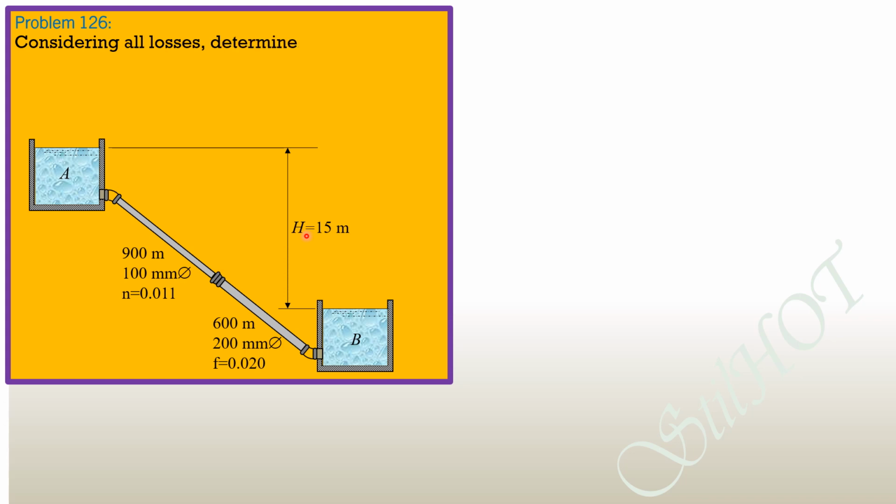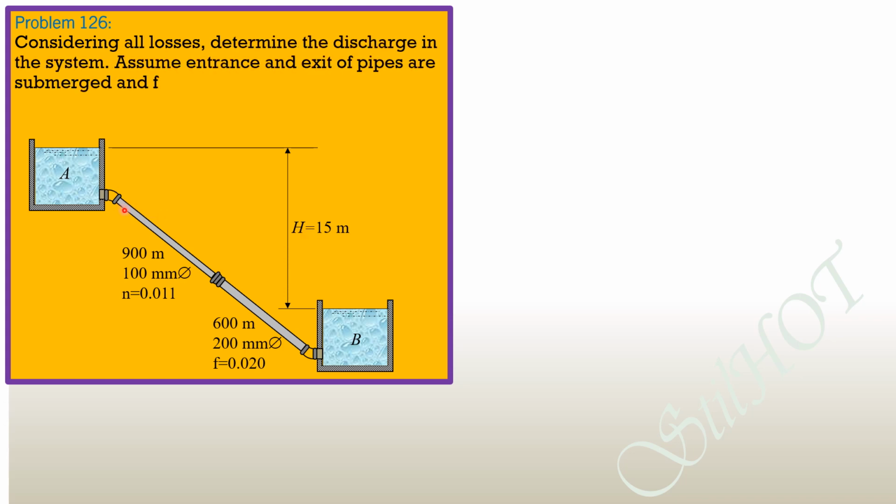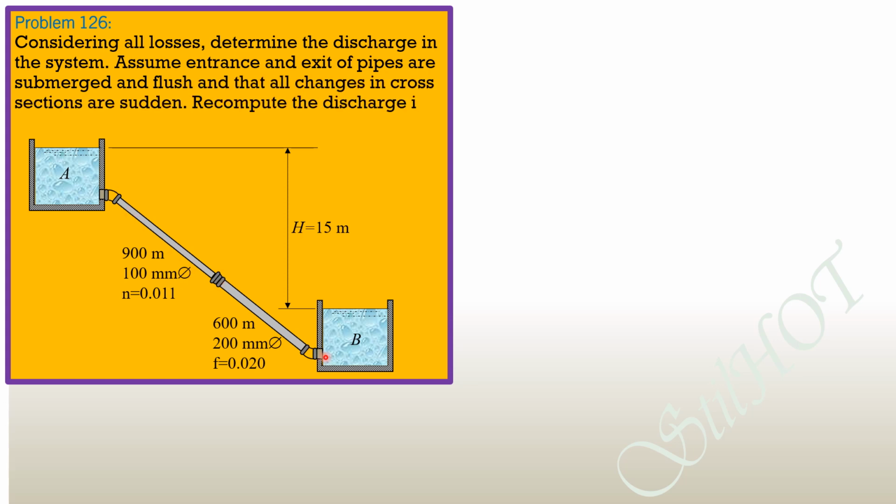Problem 126. This is similar to the preceding problem, except that the first pipe is smaller compared to the second pipe, and therefore the loss here is due to sudden enlargement, which has this different formula than contraction. So considering all losses, determine the discharge in the system. Assume entrance and exit of pipes are submerged and flush, and that all changes in cross sections are sudden. Recompute the discharge if minor losses are neglected.